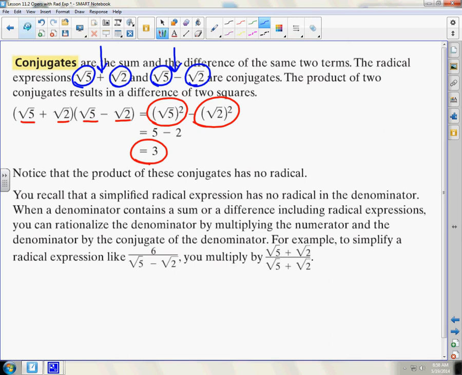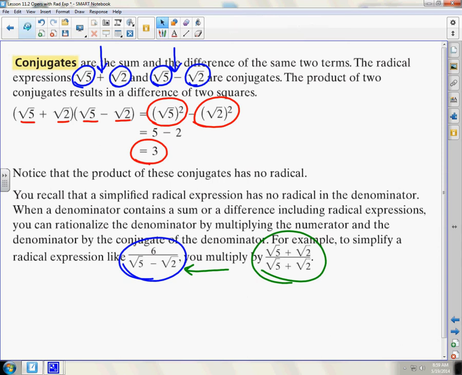So look, here's all they're saying, okay? Here's what they want you to simplify. They give you this crazy looking fraction, 6 over the square root of 5 minus the square root of 2. What they're telling you is you can multiply the top and the bottom by the conjugate, the opposite of this. Okay, notice this is a minus and this is a plus over here. If you multiply the top and the bottom by the same thing, you will get rid of that radical in the denominator.